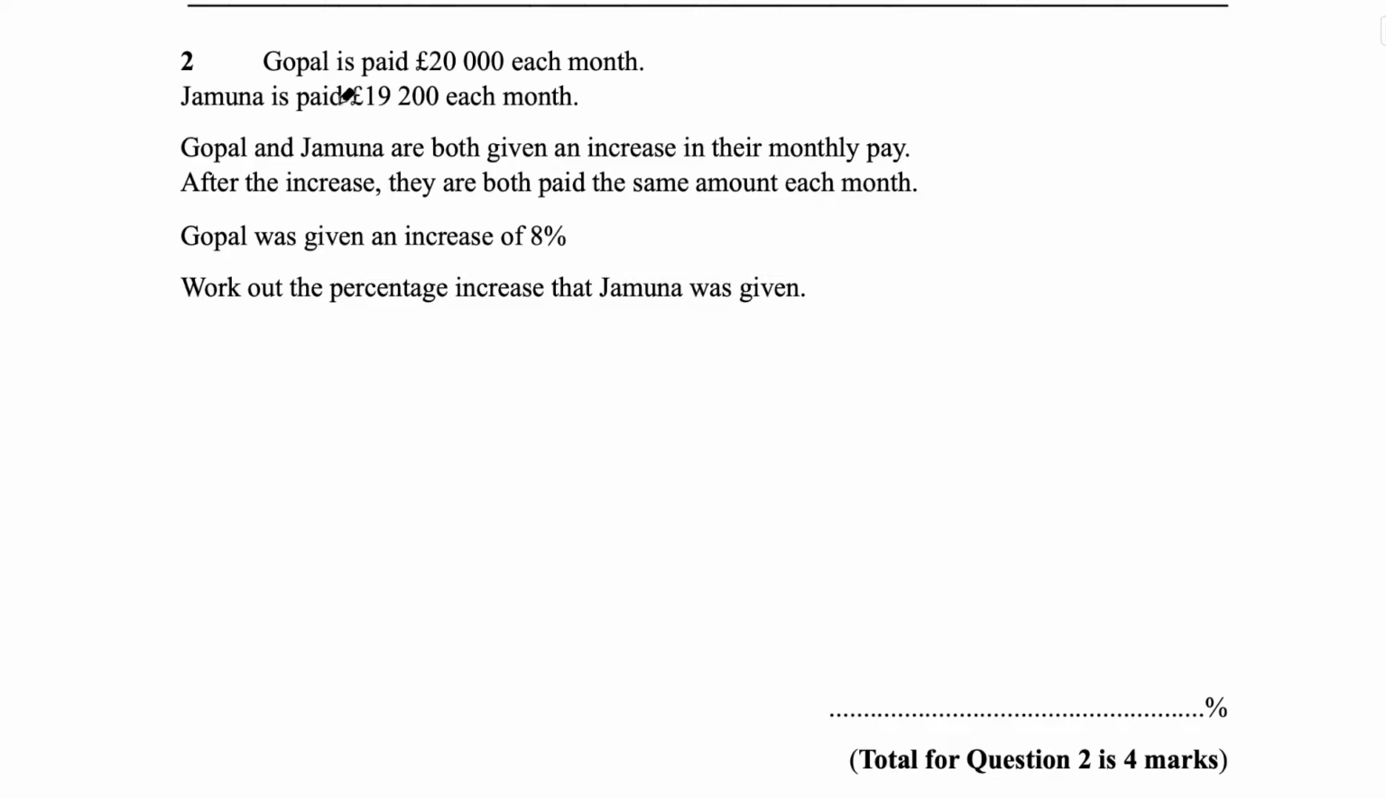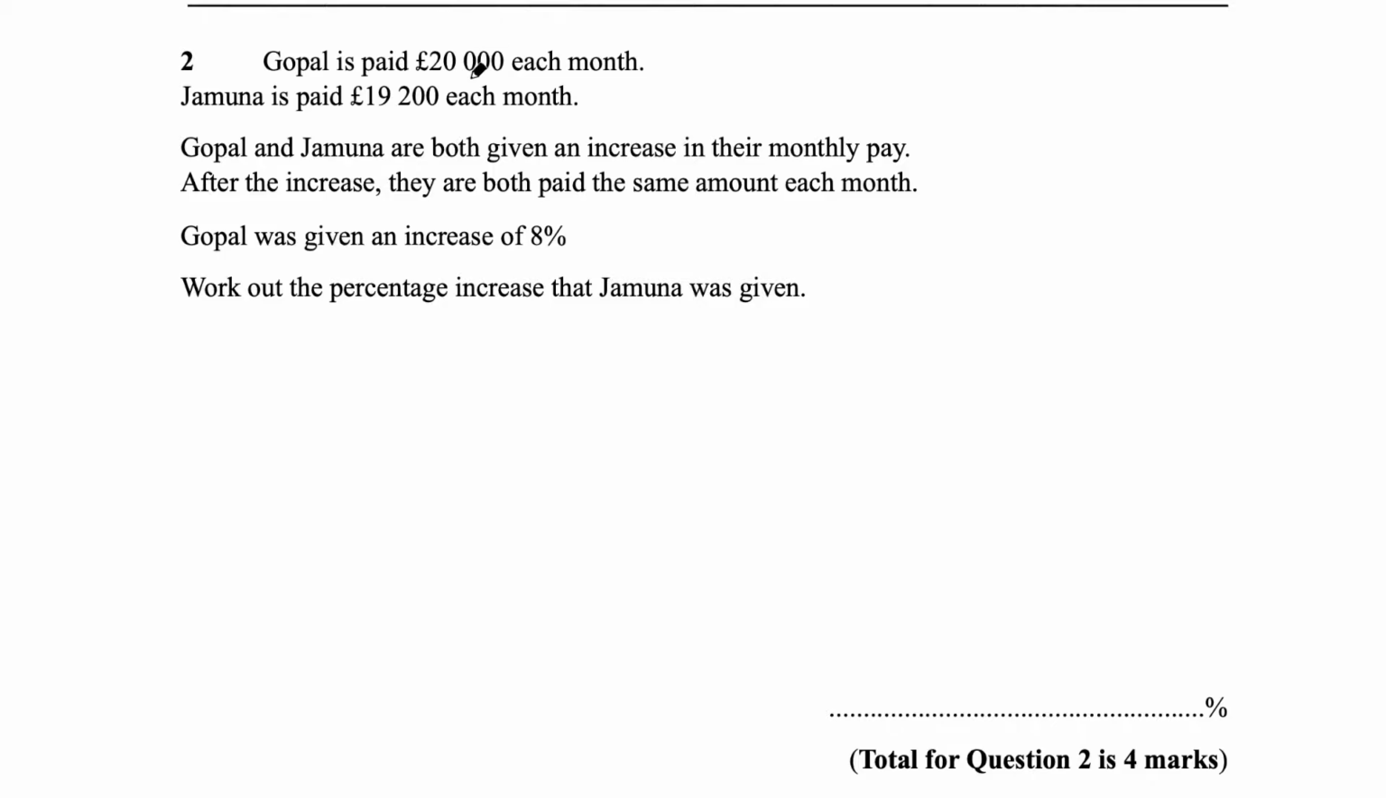Question 2 says, Gopal is paid £20,000 per month. Jamuna is paid £19,200 each month. Gopal and Jamuna are both given an increase in their monthly pay. After the increase, they are both paid the same amount each month. Gopal was given an increase of 8%. Work out the percentage increase that Jamuna was given.